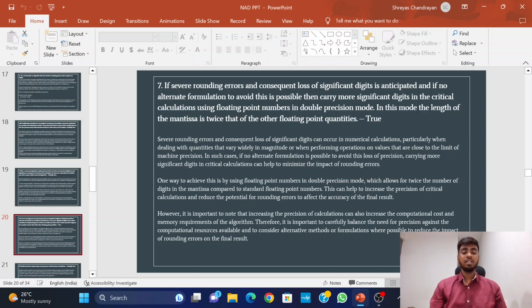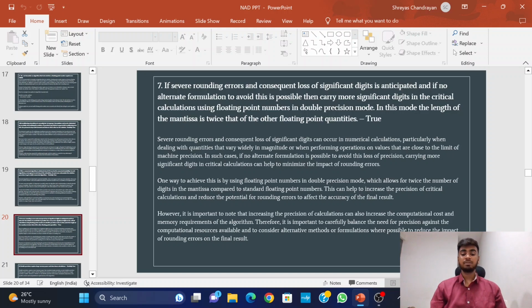The statement is true, as severe rounding errors and consequent loss of significant digits can occur in numerical calculation, particularly when dealing with quantities that vary widely in magnitude or when performing operations on values that are close to the limits of machine precision. In such cases, if no alternate formulation is possible to avoid this loss of precision, carrying more significant digits in critical calculation can help to minimize the impact of rounding errors.